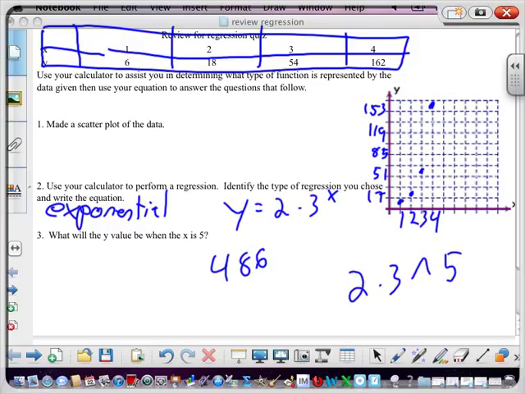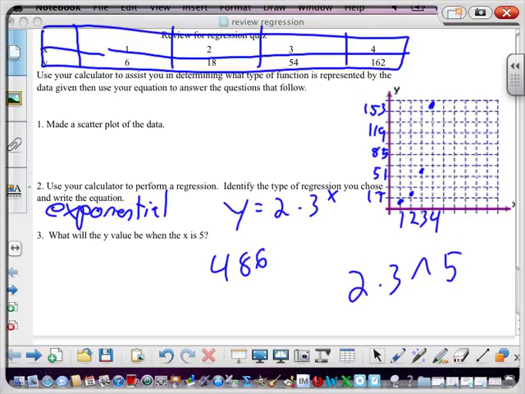I strongly recommend that you use the rest of the time, if you haven't already done so, to put this information in your calculator and figure out what kind of regression it is and the equation, because you can't do that at home if you don't have a graphing calculator. There are some available online, but they're not as good.